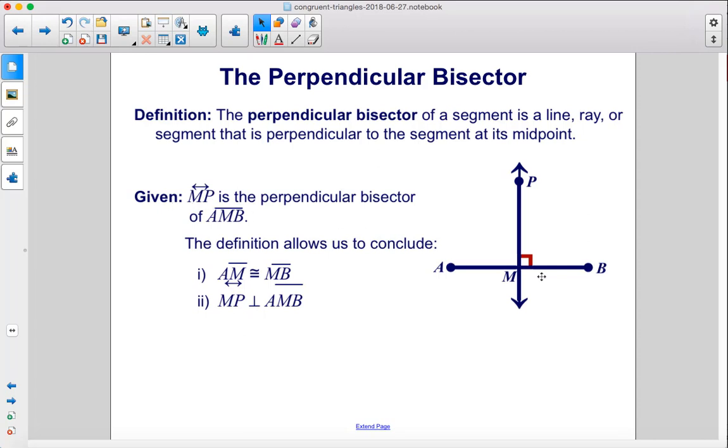So given that MP is the perpendicular bisector of AB, the definition allows us to conclude that AM is congruent to MB. So this portion here is congruent to this portion here, and MP is perpendicular to AB. So this angle here is a right angle.